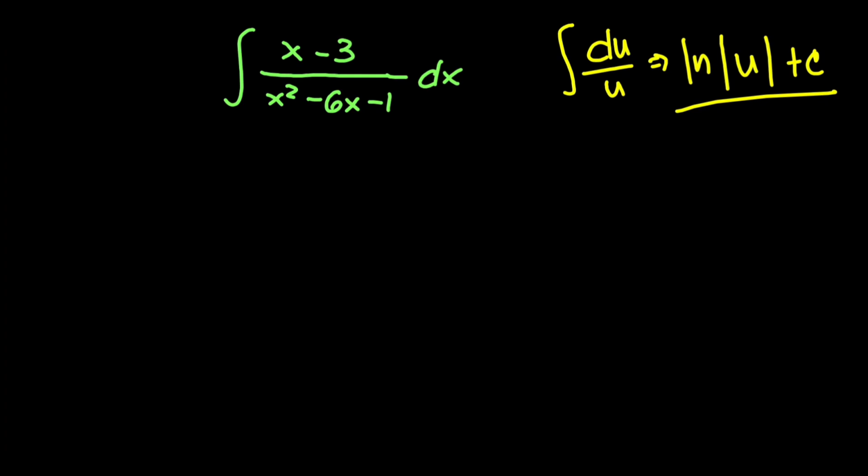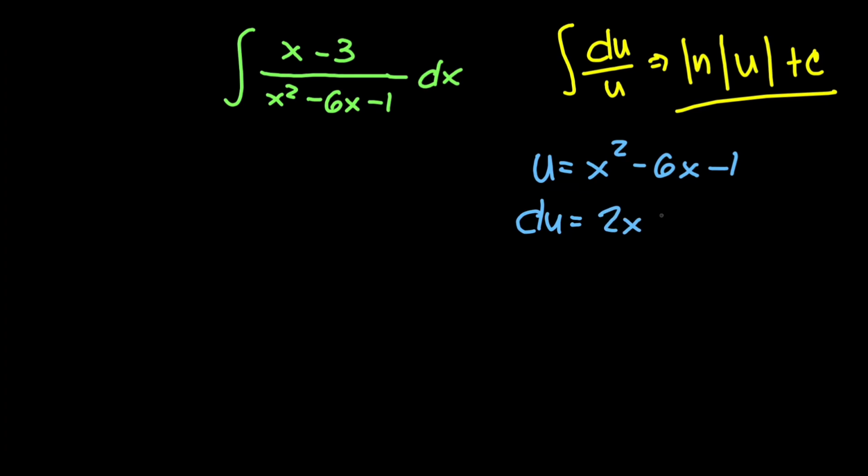The integral of x minus 3 over x squared minus 6x minus 1 dx. So you can see here, we have a bigger exponent value on the denominator. So let us use u substitution. Let u here be x squared minus 6x minus 1. Take the derivative of each. The derivative of x squared would be equal to 2x.